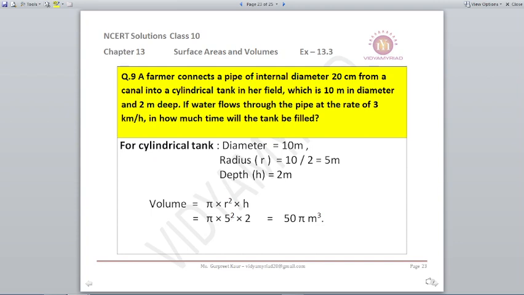Next, a farmer connects a pipe of internal diameter 20 cm from a canal into a cylindrical tank in her field, which is 10 meters in diameter and 2 meters deep. If water flows through the pipe at a rate of 3 km per hour, in how much time will the tank be filled? Now, for cylindrical tank, diameter is 10 meters, so radius is 5 meters, depth given to us is 2 meters. We can find out its volume, that is pi r square h, which comes out to be 50 pi meters cube. This is according to this cylindrical tank.